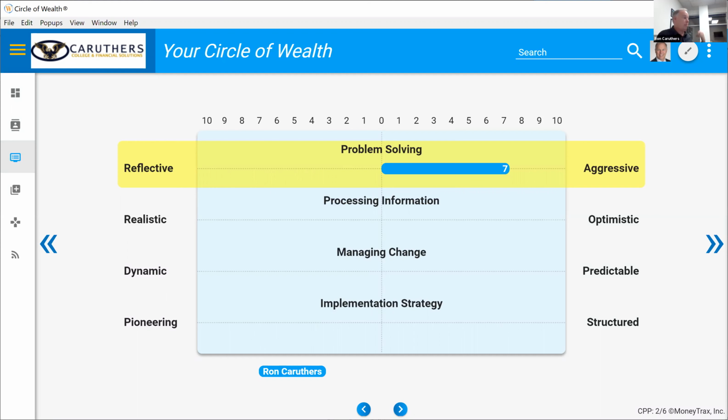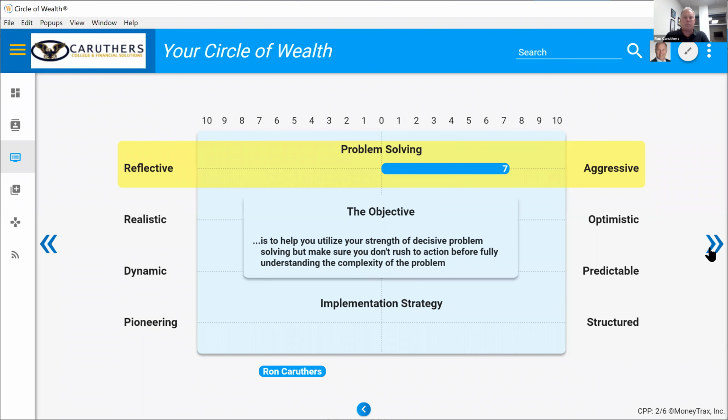And even with clients, if I have an aggressive problem solver that skews optimistic over here, I just have to explain some basic details about financial stuff, and I'm like, yep, that sounds great, we're going to do what you tell us to do. Whereas the spouse might be a little more reflective and realistic and need a little more time to process a little more information about it.